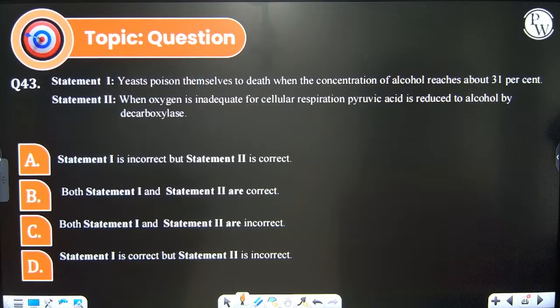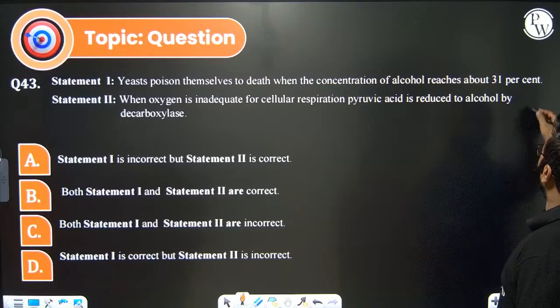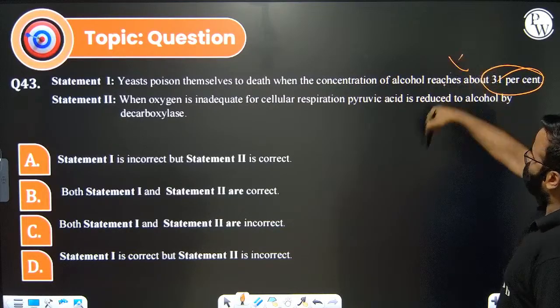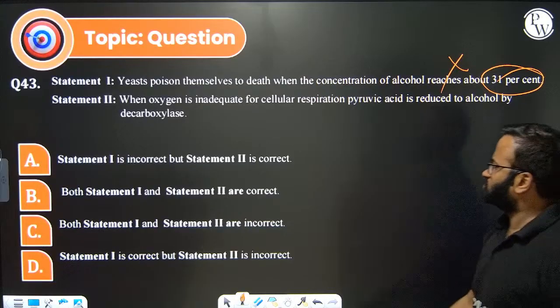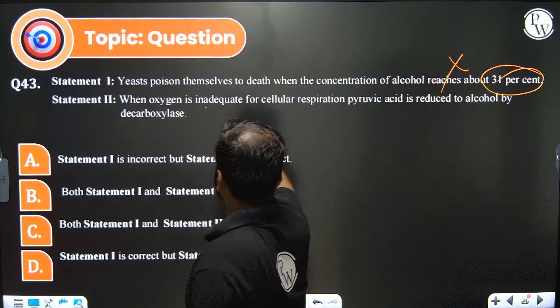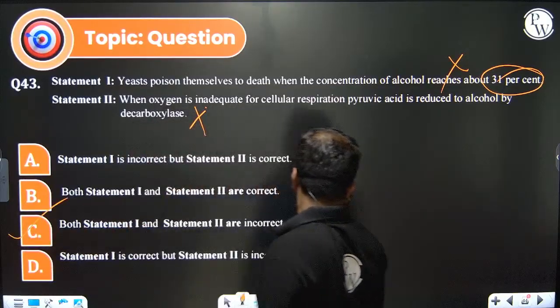Next. Let's see the next question. What does it say? Yeast poison themselves to death when the concentration of alcohol reaches about 31%, which is wrong. When oxygen is inadequate for cellular respiration, pyruvic acid is reduced to alcohol by decarboxylase. No, which is incorrect. Both are incorrect.